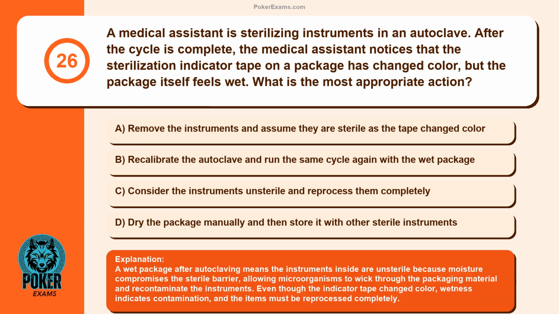A wet package after autoclaving means the instruments inside are unsterile because moisture compromises the sterile barrier, allowing microorganisms to wick through the packaging material and recontaminate the instruments. Even though the indicator tape changed color, wetness indicates contamination, and the items must be reprocessed completely.